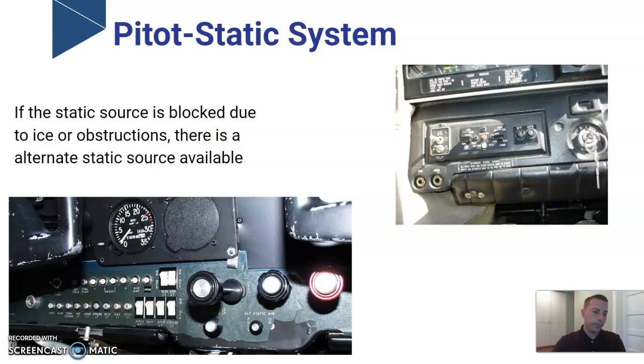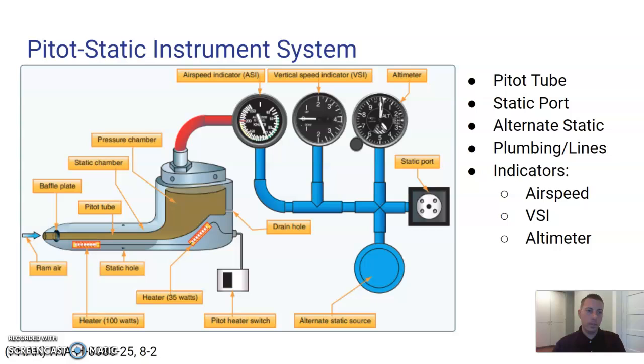And on Piper series aircraft, it's below the instrument panel by your left knee, if you're sitting on the left side of the aircraft. Here's a diagram of the pitot-static instrument system, and let me get a pointer here. So we have our pitot tube, which we covered, and then we also have our static port, which is connected to three gauges. That's going to be the airspeed indicator, vertical speed indicator, and our altimeter. And we also have this alternate static source, which is inside the cabin, and we talked about how to actuate that.